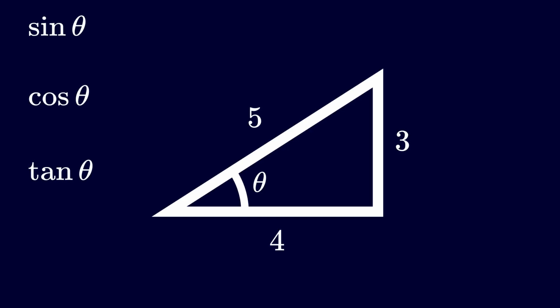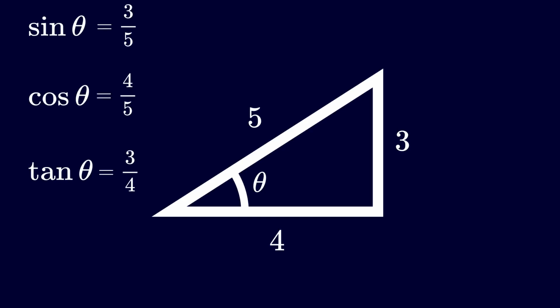This is a right triangle. Say we know all of its sides, but we don't know this angle. If you've taken trigonometry before, you know that you can find trig functions of that angle, like sine, cosine, and tangent.